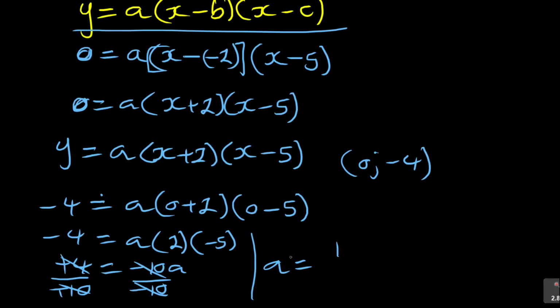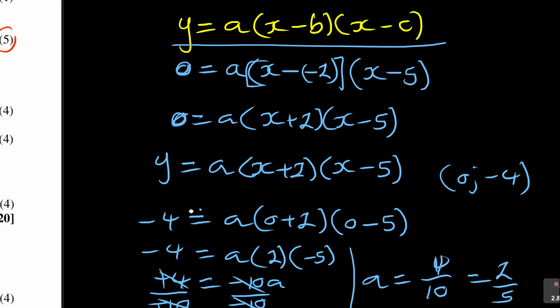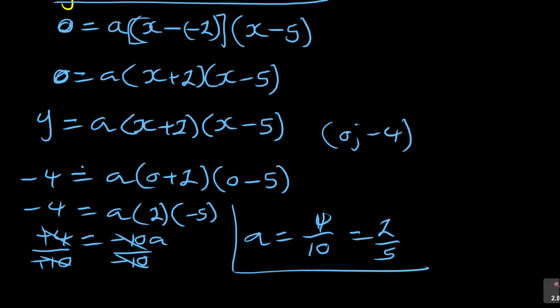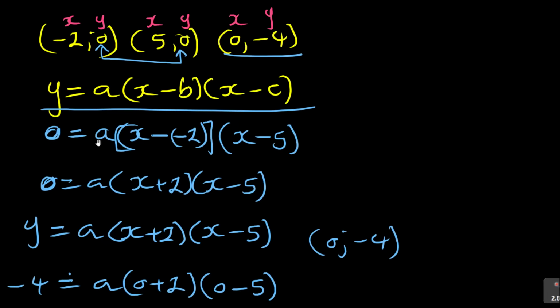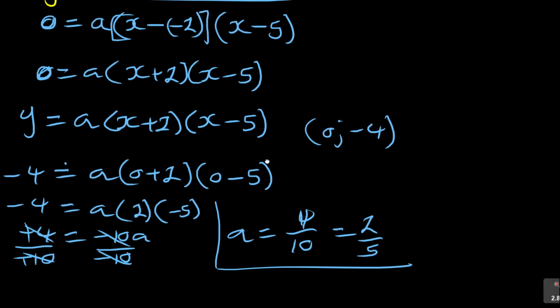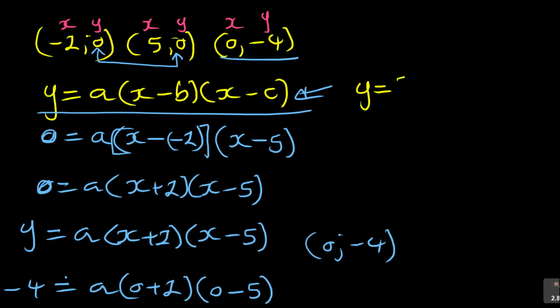Negative will cancel, so it's 4/10, which is equal to 2/5. That is my a. So when you write this thing, we come back to the actual equation here, then the answer comes out to say y is equal to a, which is 2/5, bracket x plus 2 and x minus 5.